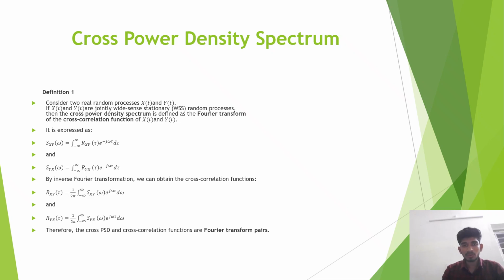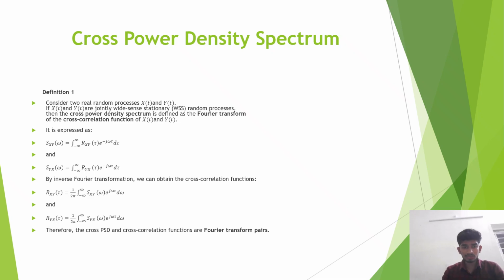By the inverse Fourier transform, we can obtain the cross correlation functions. That is, Rxy(tau) is equal to 1 by 2 pi integral from minus infinity to infinity of Sxy(omega) e^(j omega tau) d omega, and the other formula is Ryx(tau) is equal to 1 by 2 pi integral from minus infinity to infinity of Syx(omega) e^(j omega tau) d omega.